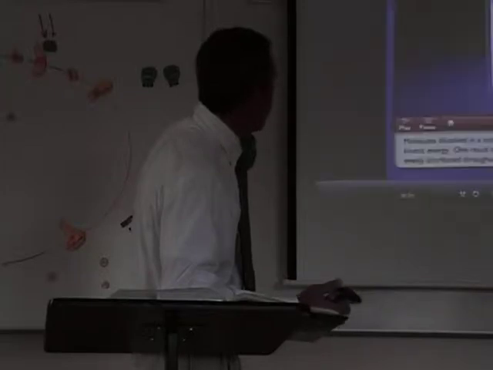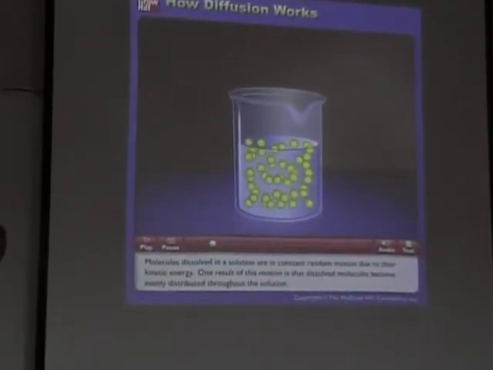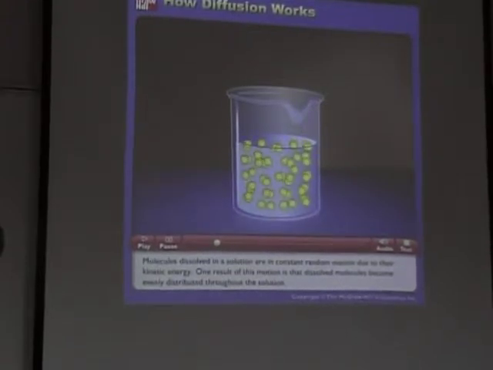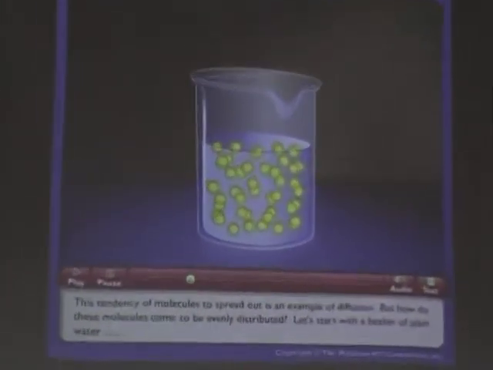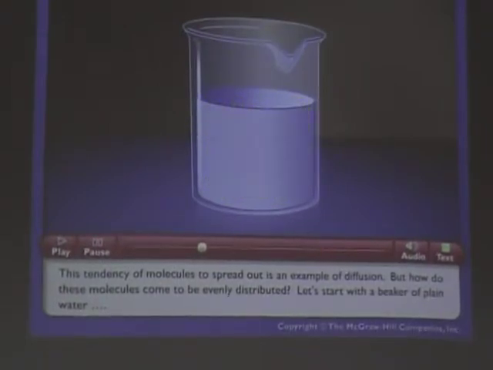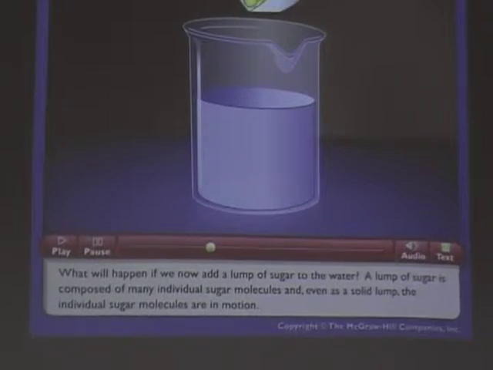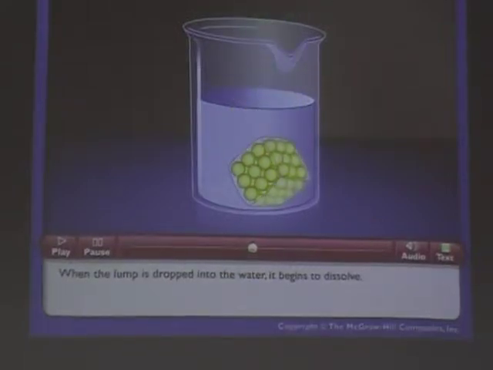What did he say? Molecules dissolved in a solution are in constant random motion due to their kinetic energy. One result of this motion is that dissolved molecules become evenly distributed throughout the solution. This tendency of molecules to spread out is an example of diffusion. But how do these molecules come to be evenly distributed? Let's start with a beaker of plain water. What will happen if we now add a lump of sugar to the water? A lump of sugar is composed of many individual sugar molecules, and even as a solid lump, the individual sugar molecules are in motion. When the lump is dropped into the water, it begins to dissolve.